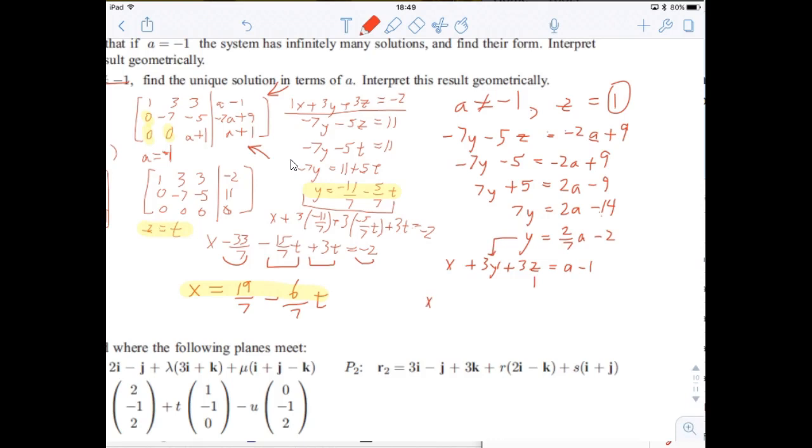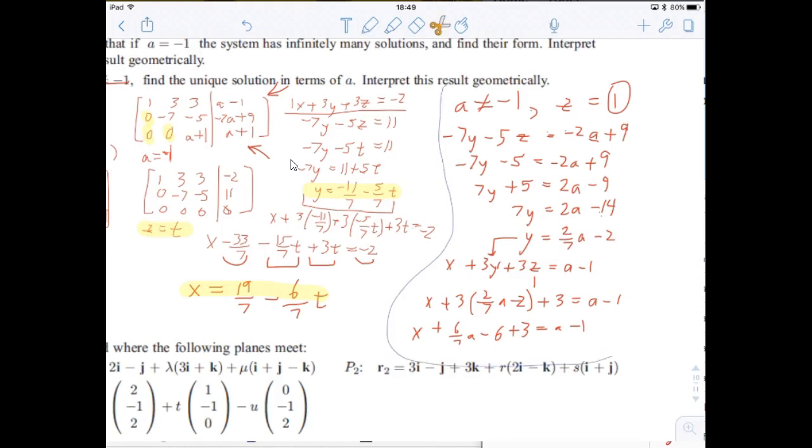So now we're going to have x plus 3 times (2/7a minus 2) plus 3 times 1, which is 3, equals a minus 1. So now we have x plus 6/7 a, minus 6, plus 3 equals a minus 1.